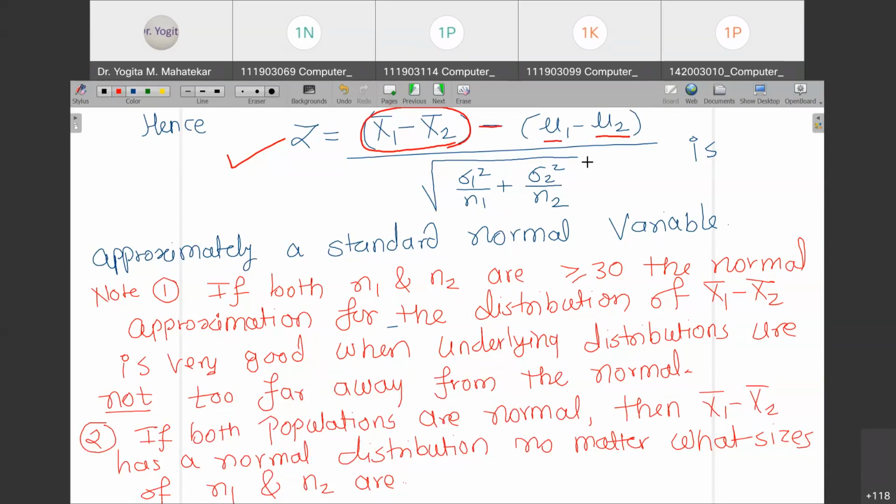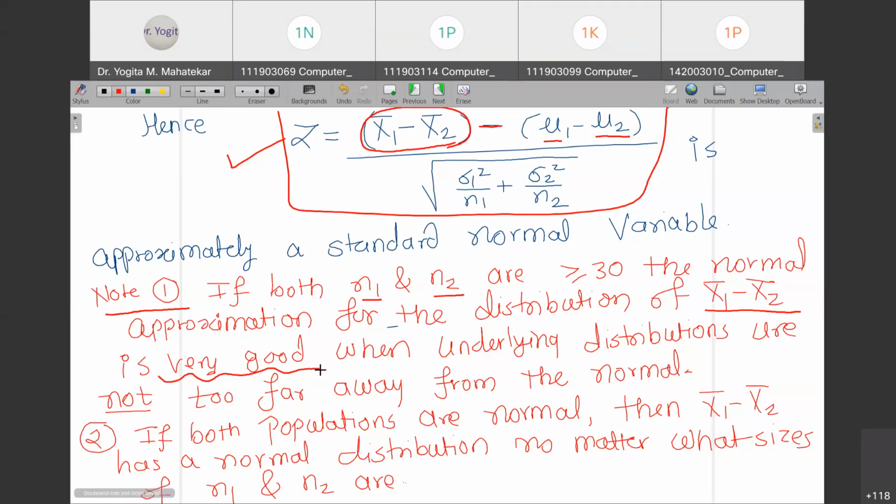So what's the moral of the story? The difference of means we can approximate with the normal random variable z like this, with this expression, and approximately it's a standard normal random variable. Note one is very important. If both n1 and n2 are greater than or equal to 30, so if your sample sizes in both populations are greater than or equal to 30, then the normal approximation for the distribution of the difference of means is a very good approximation. These are all approximations.